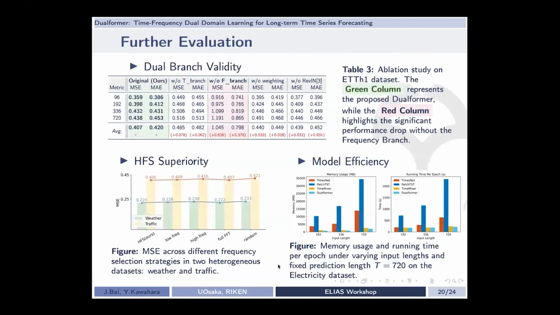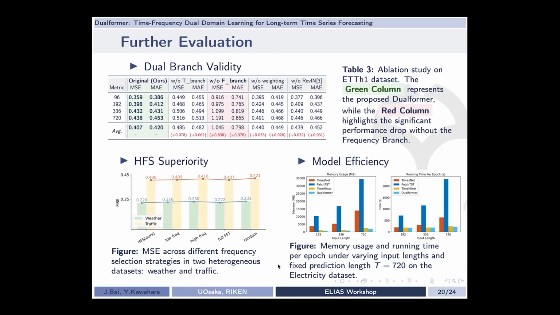And we also did some further evaluations. We designed different variants of our model to validate the contribution of each component. For example, we ran it without the T branch, without the F branch, or without the weighting algorithm, and something like that. So this ablation study confirmed the effectiveness of our model.